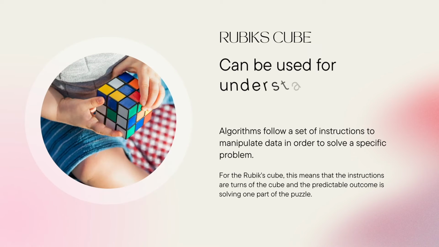In the application of manipulative media, Rubik's Cube can be used for understanding algorithms. Algorithms follow a set of instructions to manipulate data in order to solve a specific problem. For the Rubik's Cube, this means that the instructions are turns on the cube and the predictable outcome is solving one part of the puzzle.